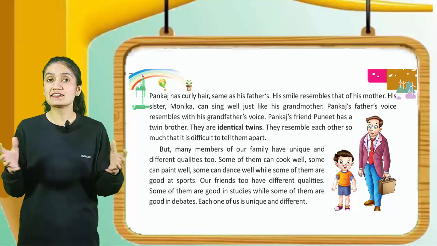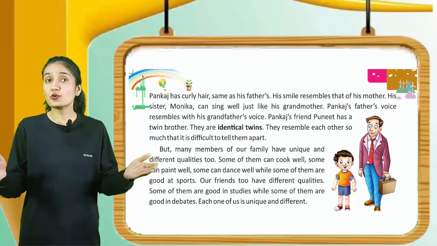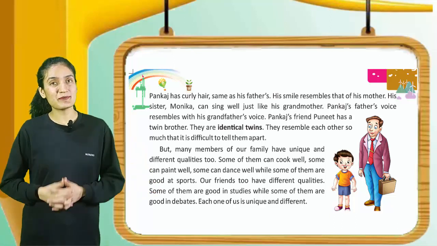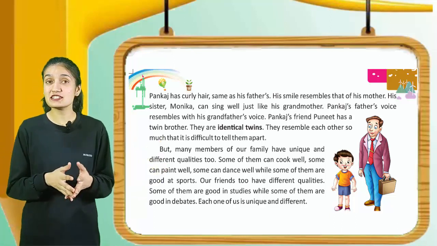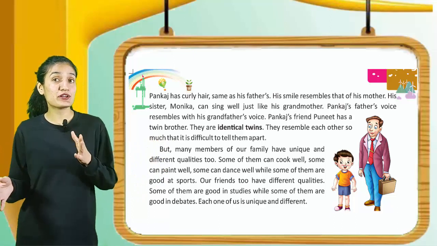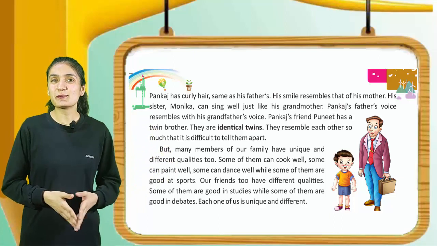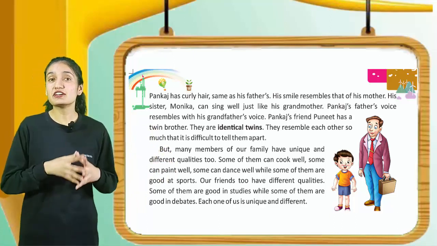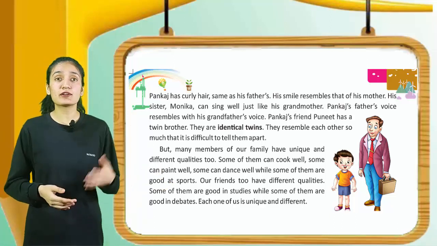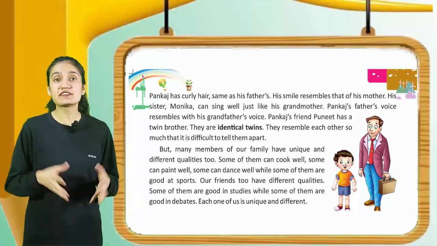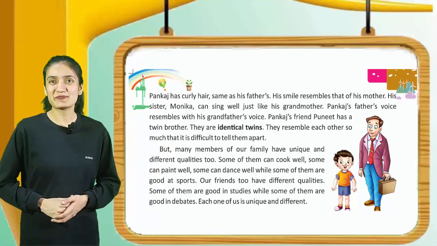Pankaj's friend Puneet has a twin brother. They are identical twins. They resemble each other so much that it is difficult to tell them apart. But many members of our family have unique and different qualities too. Some of them can cook well, some can paint well, some can dance well, while some of them are good at sports. Our friends too have different qualities. Some of them are good in studies, while some of them are good in debates. Each one of us is unique and different. So student, which quality do you have?